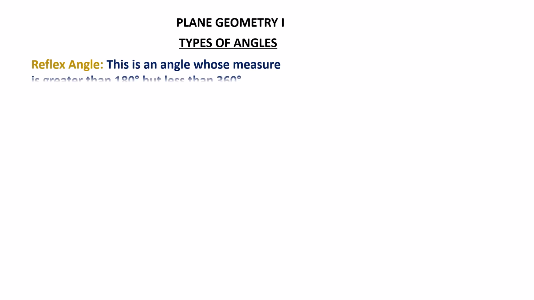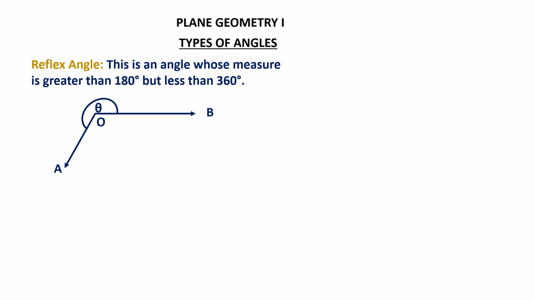The next angle we want to look at is the angle we call reflex angle. These angles are always greater than 180 but less than 360. An example, we have 205 degrees, 315 degrees, etc. As you can see in the diagram, the reflex angle theta is greater than 180 and less than 360. That is, it must lie between 180 degrees and 360 degrees.